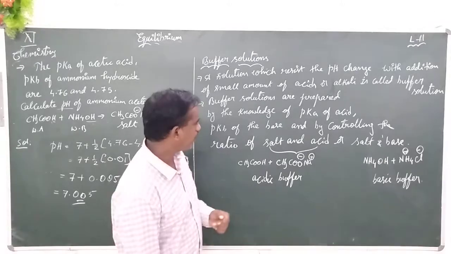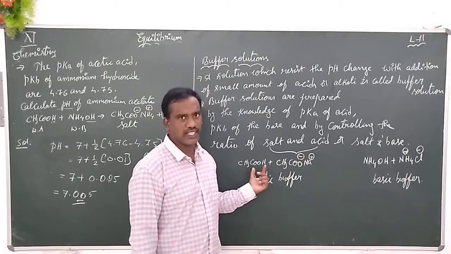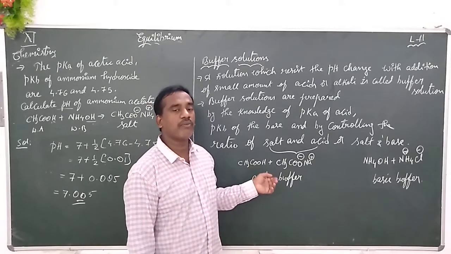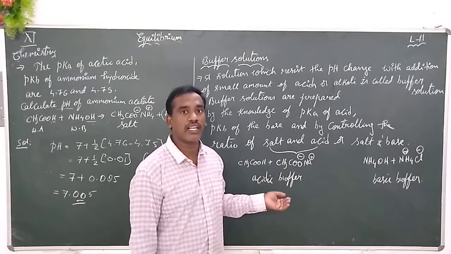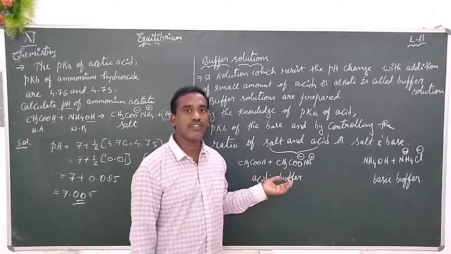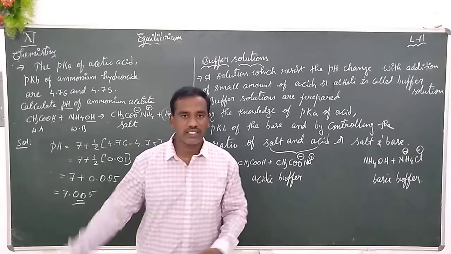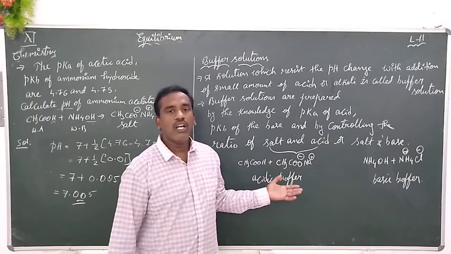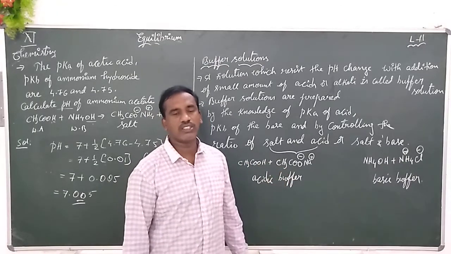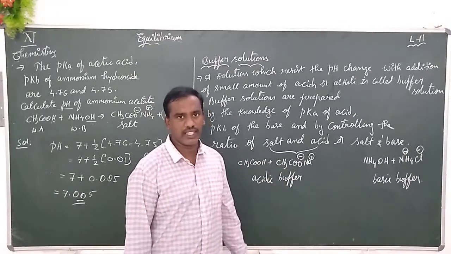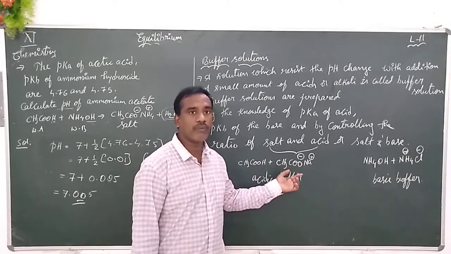Then let us see here. I am having some acetic acid, and to this acetic acid I am adding a combination of its salt. What is the salt of acetic acid? We have sodium acetate. So to acetic acid, we add sodium acetate.